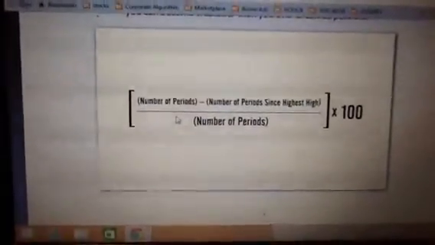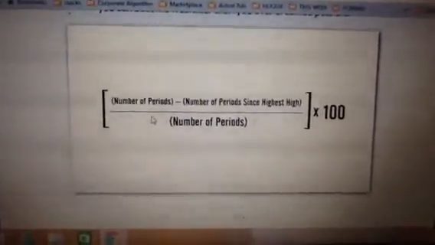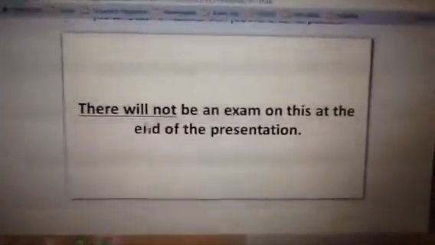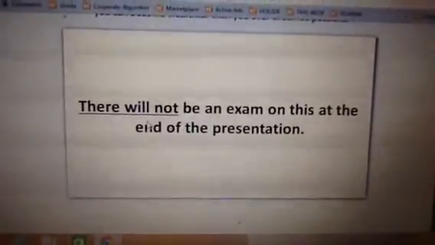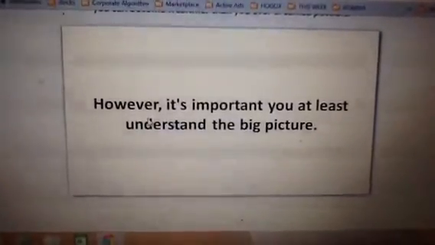at its highest high. You then divide that by the number of periods again. And finally, you multiply that answer by 100. I realize I just said a mouthful, but don't worry, there will not be an exam on this at the end of the presentation. However, it is important for you to at least understand the big picture.